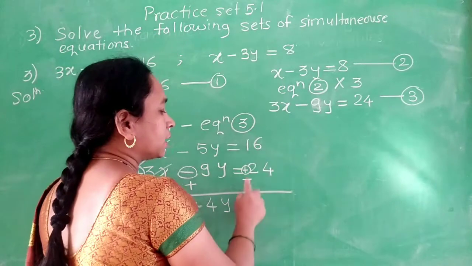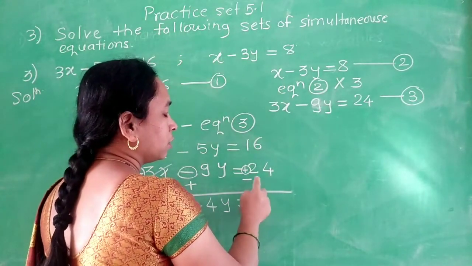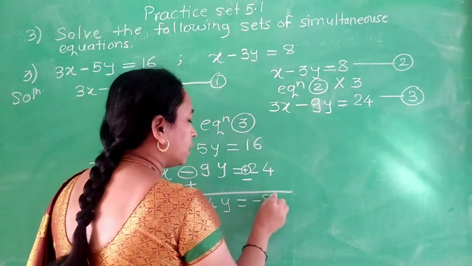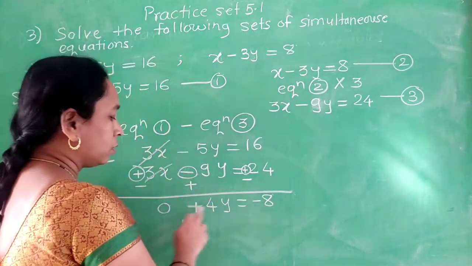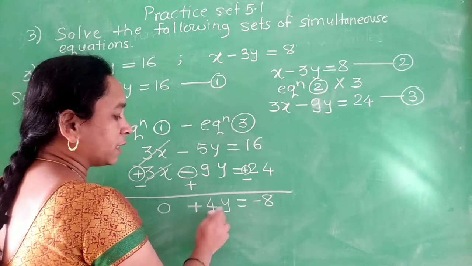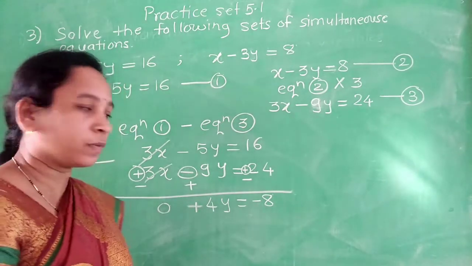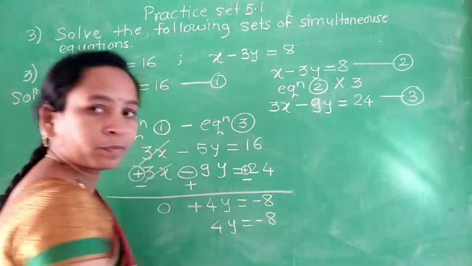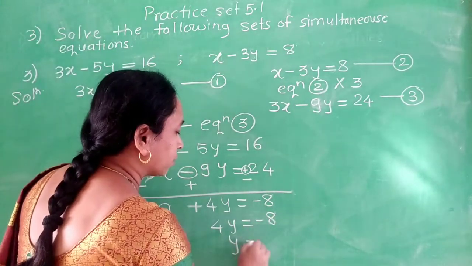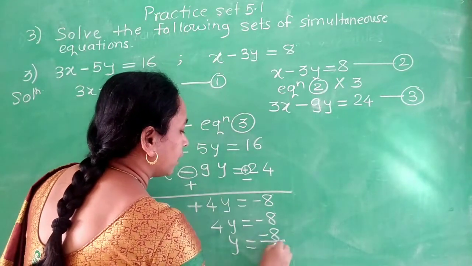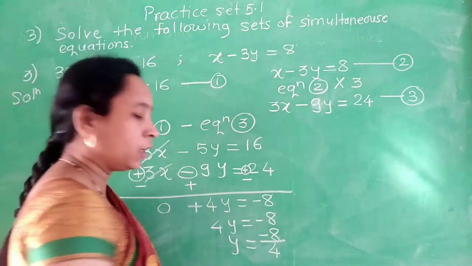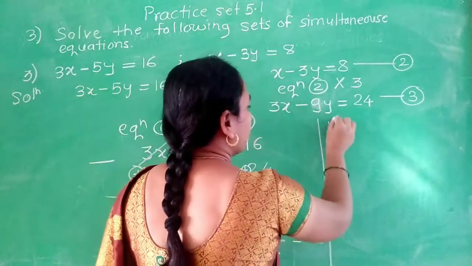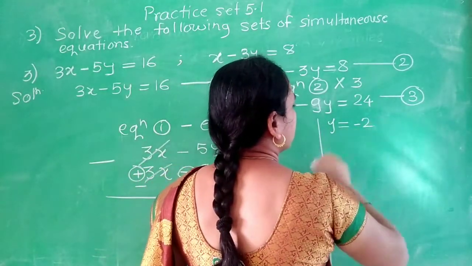Here 16 minus 24, so the answer would be negative 8. Plus 4, here 4 is in multiplication. You transfer it here, so it will go in division. So 4y is equal to minus 8. It means y is equal to minus 8 divided by 4. If you divide it, we will get the answer minus 2. So y is equal to minus 2.